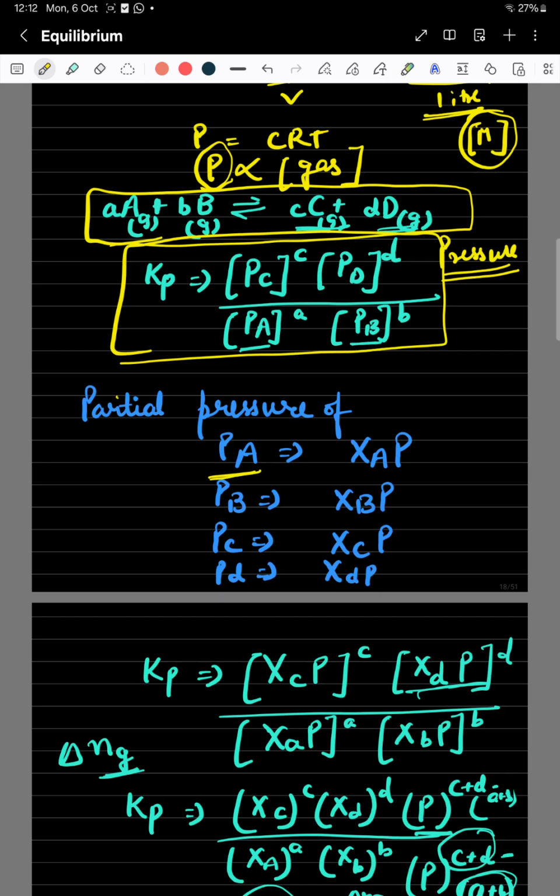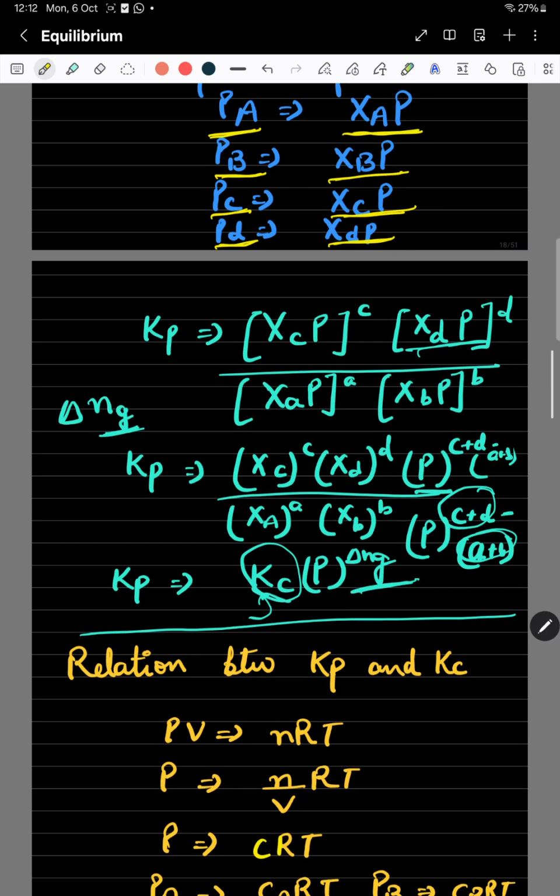Partial pressure of A equals to what? Mole fraction of A into total pressure. Partial pressure of B is equal to the mole fraction into total pressure. Partial pressure of C equals to mole fraction into total pressure. Partial pressure of D would be equal to the mole fraction of D into total pressure.